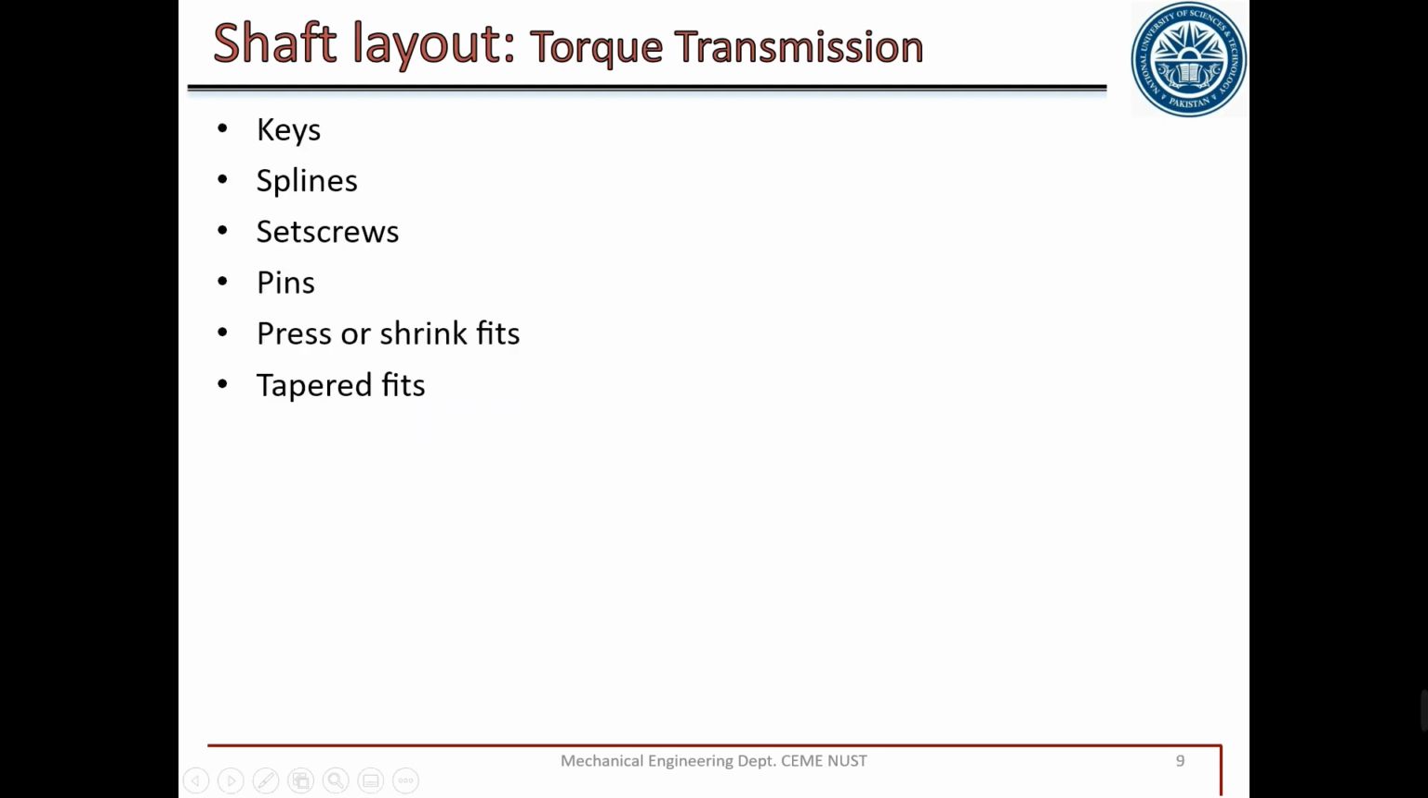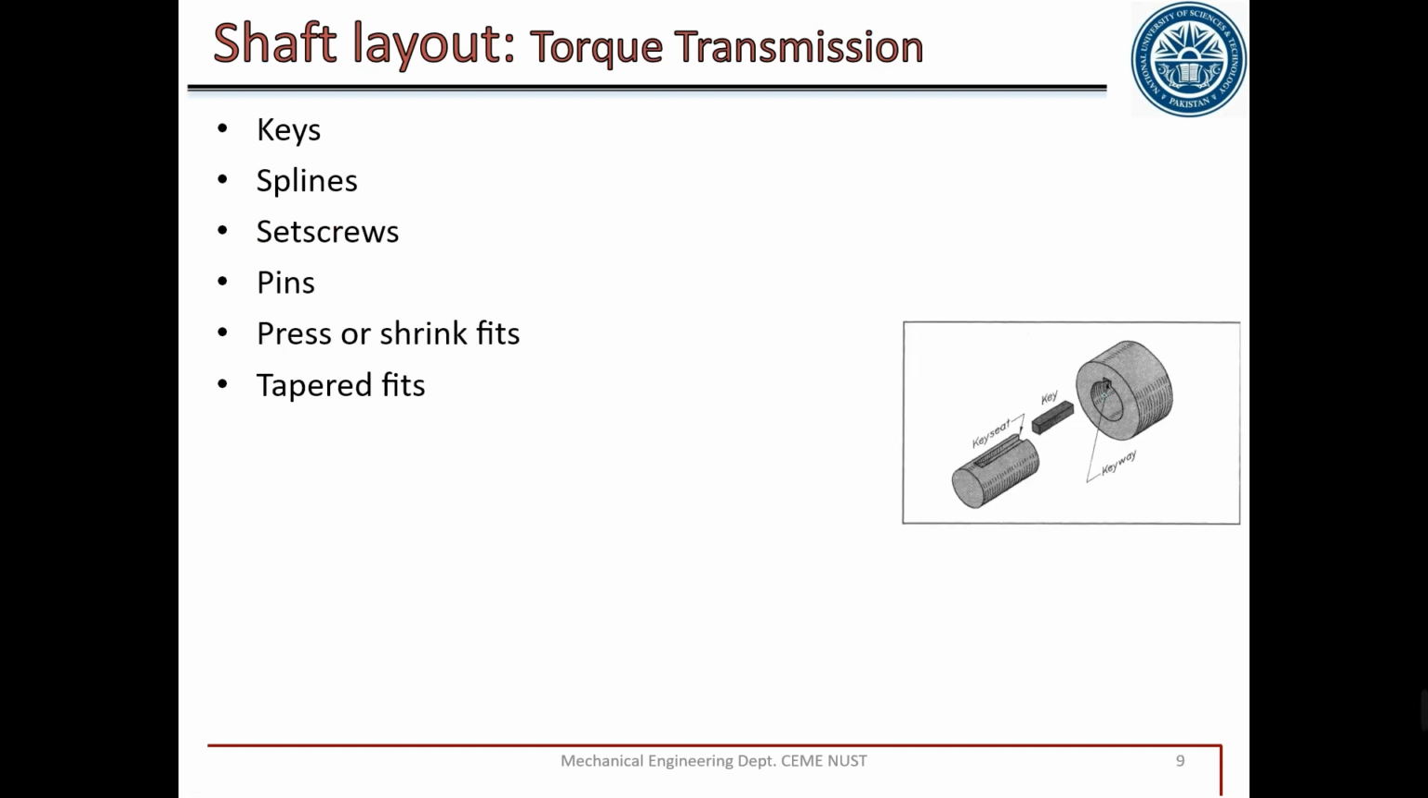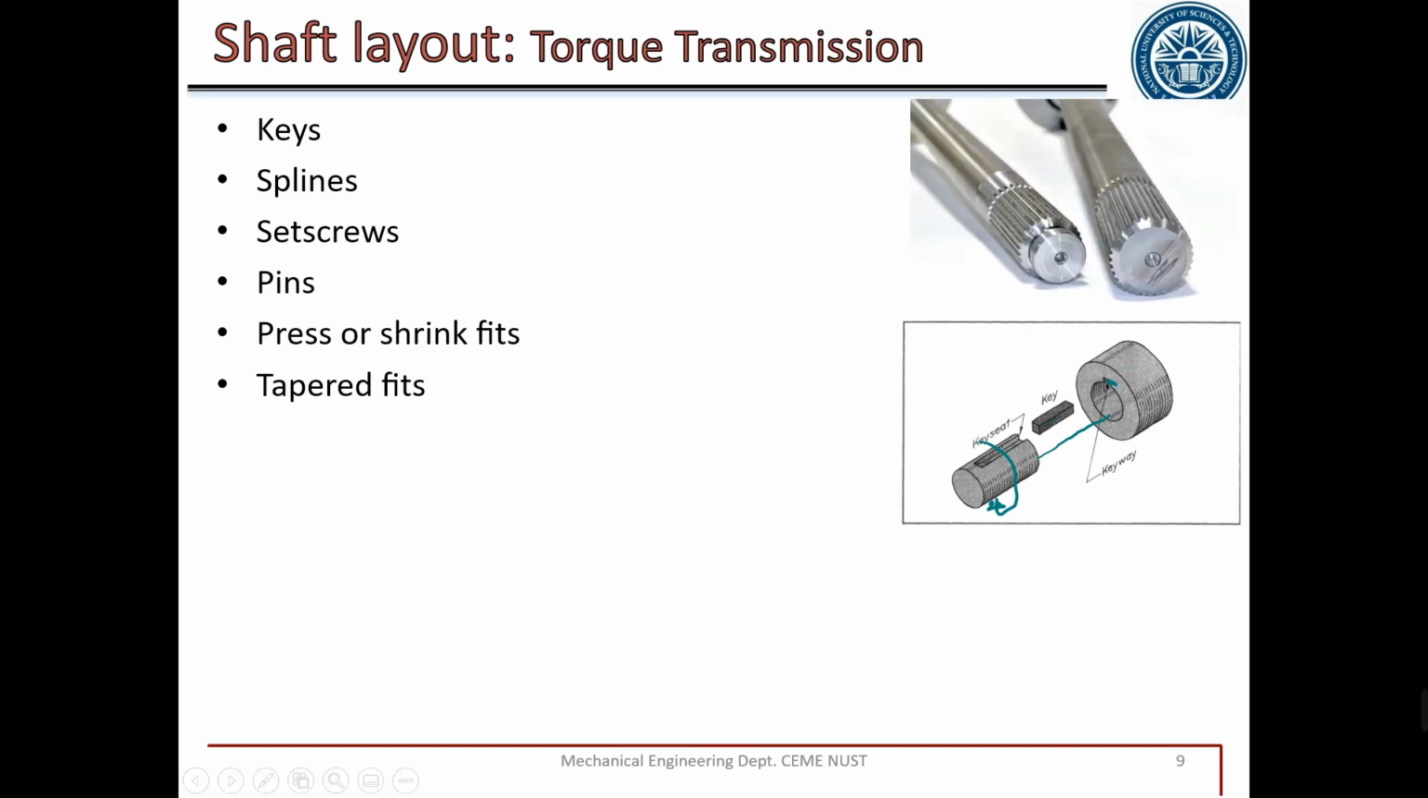What are these things? Just see this. Keys. We make a keyway in the shaft and also a keyway in the hub. The outer component on the shaft is always called a hub. So this is a key, a metal key attached in between these two components. When this shaft rotates, it exerts force on the key, and as a result, this key exerts force on this edge of the keyway, and the hub starts rotating.